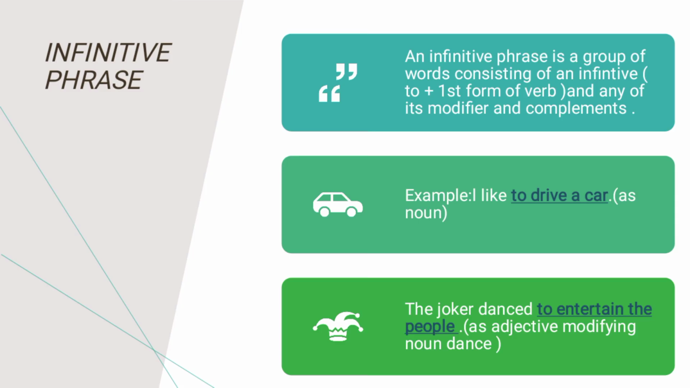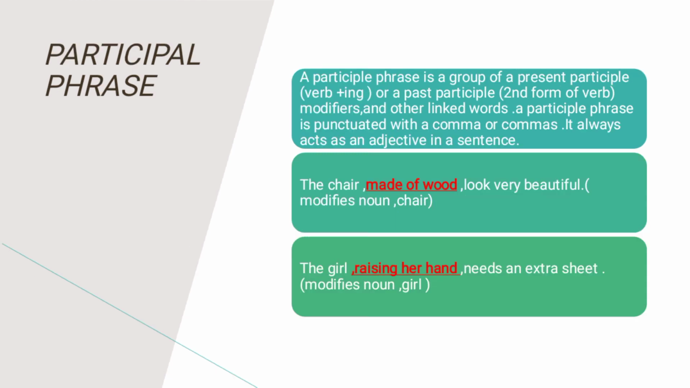Next we have the infinitive phrase. What is an infinitive phrase in English grammar? An infinitive phrase is a group of words consisting of an infinitive, to plus the first form of a verb, and any of its modifiers as well as a complement. For example, I like to drive a car. You can see here to drive a car is an infinitive phrase functioning as a noun. The joker danced to entertain the people. In the second example, the underlined part of the sentence, to entertain the people, is an infinitive phrase functioning as an adjective modifying the noun dance.